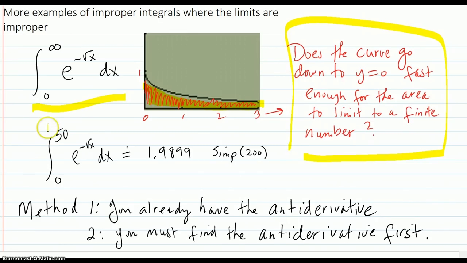So we just investigate it numerically a little bit. Put in say a big number like 50. You know, on our calculators, we don't want to run something more than 200 because it takes too long. So 0 to 50, and that gets you 1.9899. That's pretty promising for it to converge to a number, but you still don't know. I mean, maybe it's creeping up so slowly that it'll just keep on going up. Anyway, that was Simpson 200. So let's just see what we have.